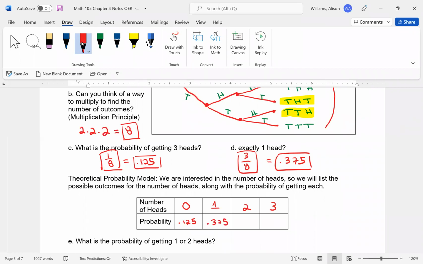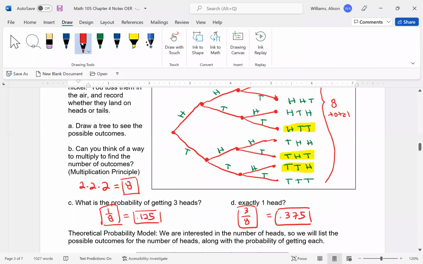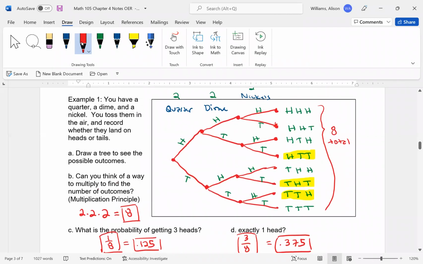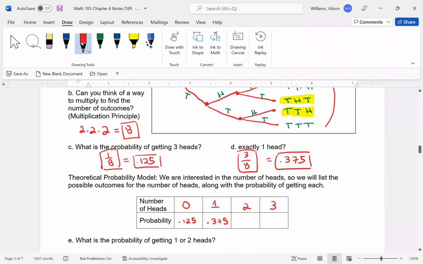The probability of getting 2 heads happens to also be, there's 3 ways to do that. You can kind of see it sitting here. There's 3 of them that have 2 heads, 1 tail. So again, 0.375. And to get all 3 heads, we calculated that in part C, that's 0.125. And we can use this table to represent all the types of outcomes that we have here.